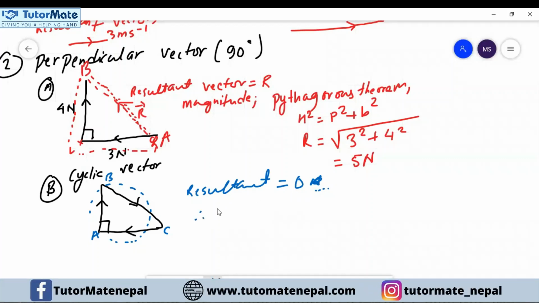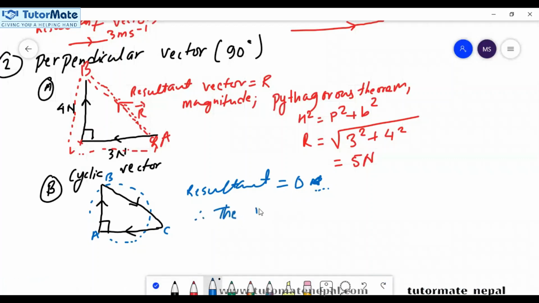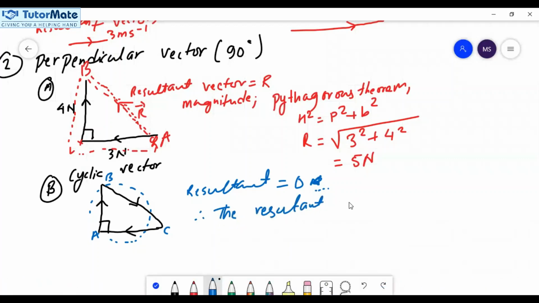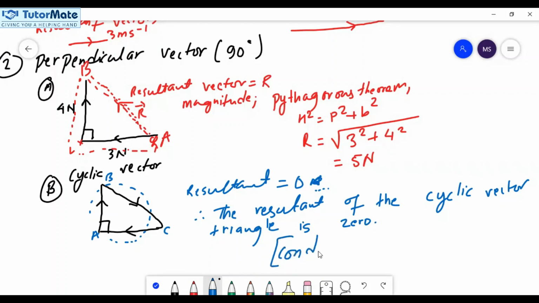So you can say that, therefore, the resultant of the cyclic vector triangle is 0. And there is a special name for this condition. This is known as equilibrium. Now we know one condition of equilibrium.